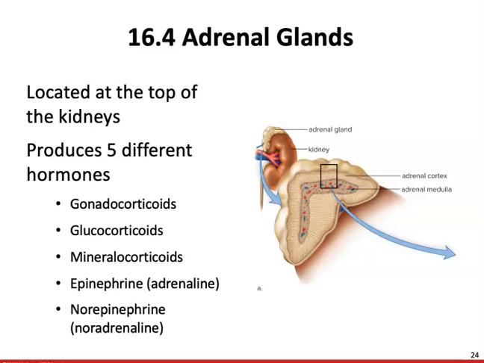There are also the mineralocorticoids. Mineralocorticoids help maintain mineral homeostasis and water balance. For example, aldosterone acts on the kidneys to increase the reabsorption of sodium ions in the blood and help promote the excretion of potassium ions in the urine. The homeostatic imbalance associated with these would be Addison's disease.